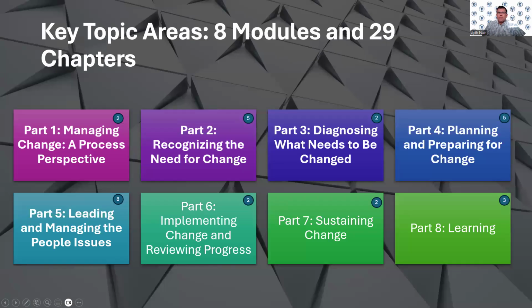Now, you could see the way he organized his textbook. The textbook is organized into 8 key parts. Each part focuses on a foundation element of the change life cycle. Part 1 gives a process perspective to manage change. Part 2 really focuses on the first step: how do we recognize the need for change?